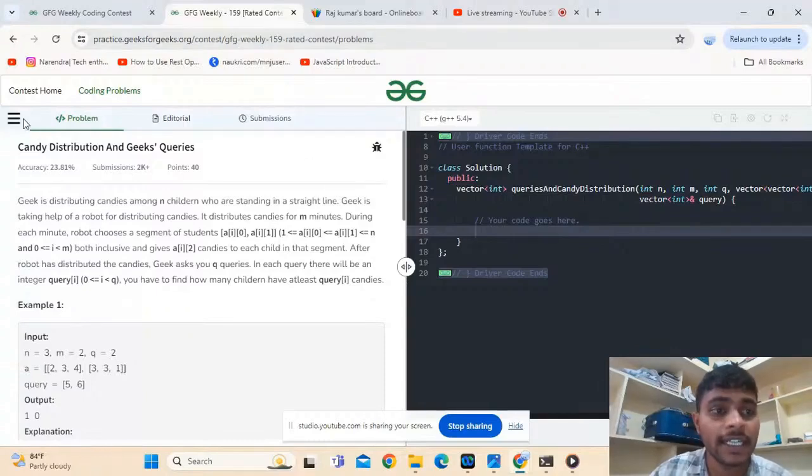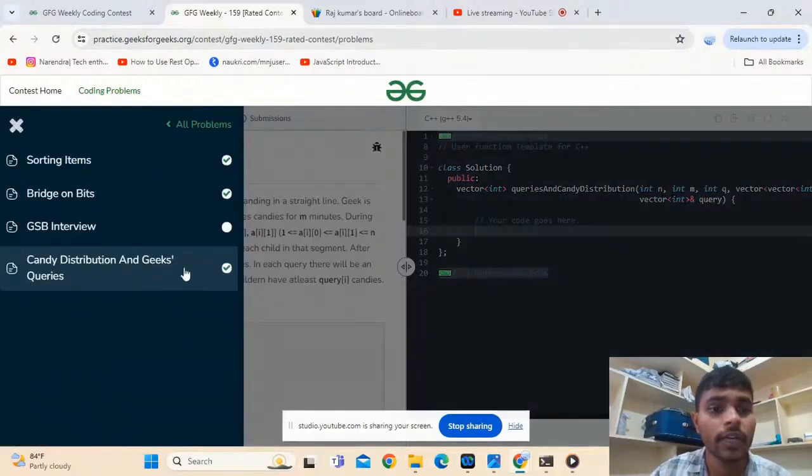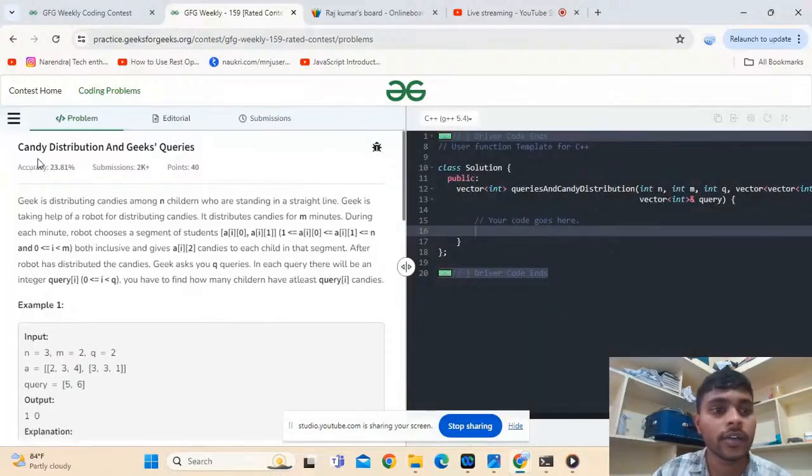159. I tackled 3 questions in the coding context. Yesterday I explained this problem, now I am explaining this. Guys, observe. Read the question and put it on the paper. Candy distribution and Geek's queries.